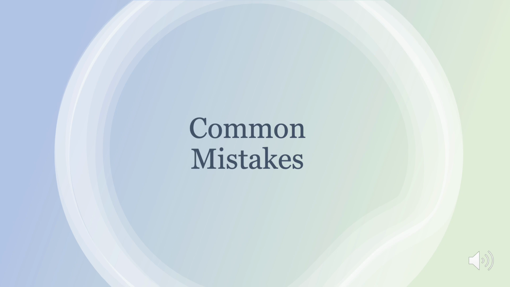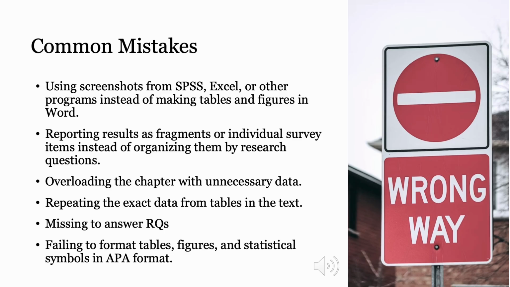To conclude, let's review some common mistakes to avoid. Common mistakes include using screenshots from statistical software instead of creating tables and figures directly in the Word document and in APA format. Another common mistake is reporting results as isolated survey items rather than organizing them by research questions and overloading the chapter with unnecessary data. Other frequent issues include repeating exact values from tables in the text, failing to clearly answer research questions, and incorrectly formatting tables, figures, or statistical symbols.